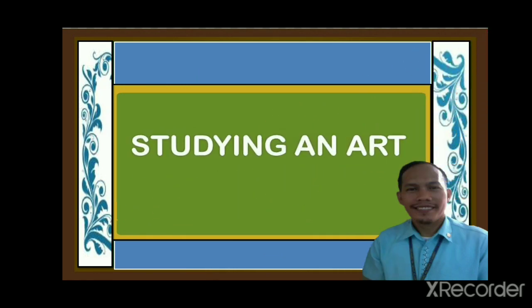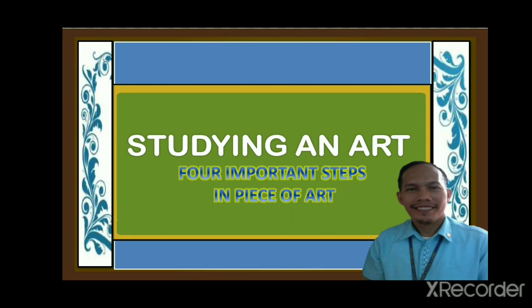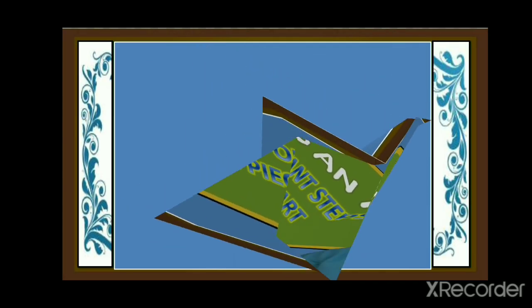Let's talk about how to study art. There are four important steps. The process of studying, understanding, and judging an artwork is called art criticism. There are four important steps that art critics take to judge a piece of art. These are describing, analyzing, interpreting, and judging.